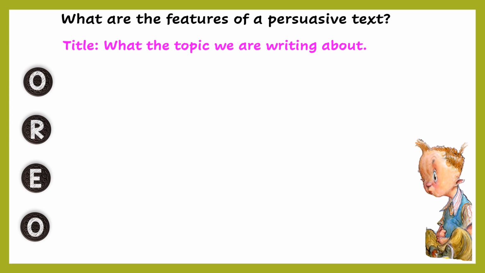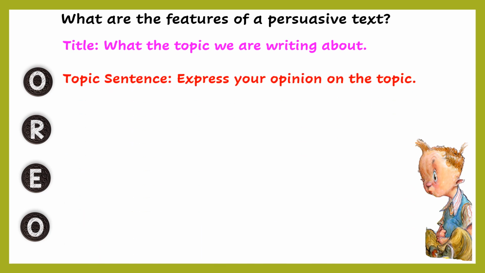So we always start with the title. This is where we're going to tell the reader the topic we're going to be writing about. O, this is our opinion, and this is where we're going to write our topic sentence. This is our first sentence, and it's a really important sentence where we're going to express to the reader our opinion on the topic.